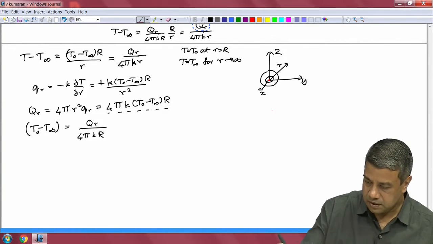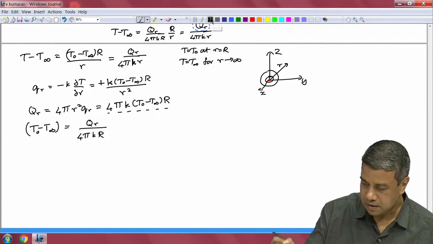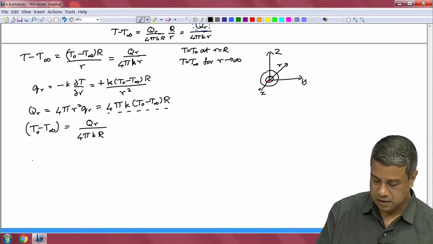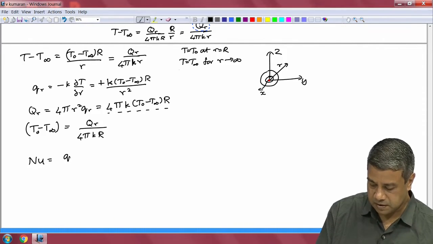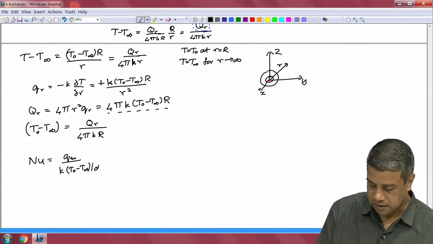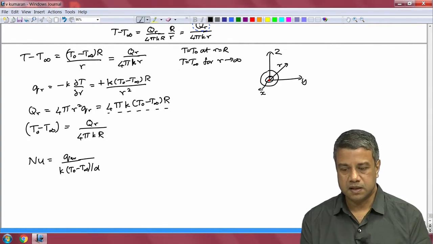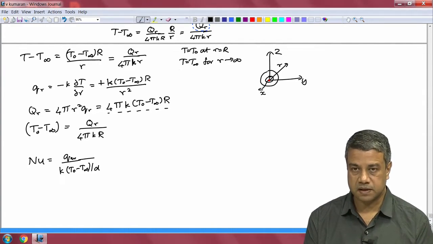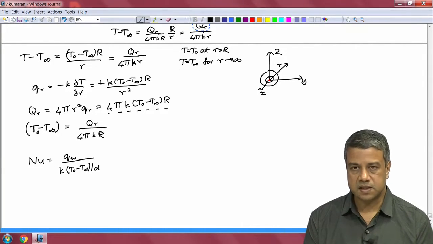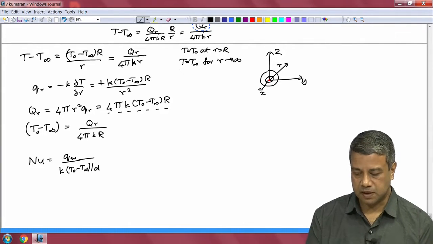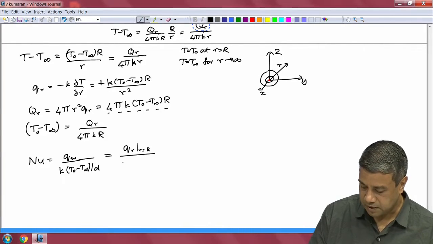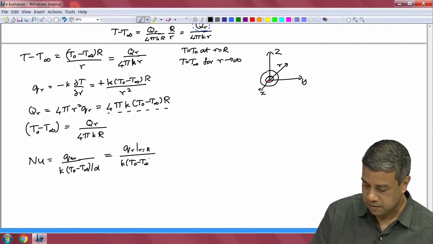Now that we have the heat flux, we can calculate a correlation for the Nusselt number, for example. What is the correlation for the Nusselt number? The Nusselt number is equal to the average flux by k into delta T by the diameter. In this case, this is the average flux at the particle surface. The temperature is axisymmetric, so the flux is the same at all points on the particle surface. So, this is equal to the radial flux at r is equal to R divided by k into T naught minus T infinity by D.